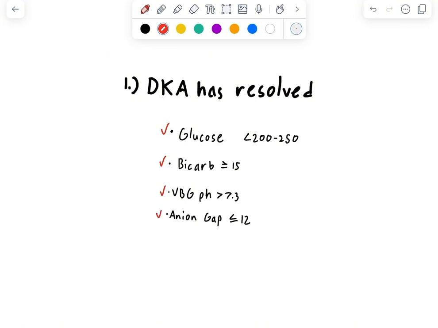I think this is a good place to start. I wouldn't say these are the hard and fast rules that everyone agrees upon for when your DKA has resolved. But I've seen some attendings really look at the anion gap, the glucose, and the bicarb, not so much the VBG. I would just keep all of these in the back of your mind, but know that it could change based on your institution.